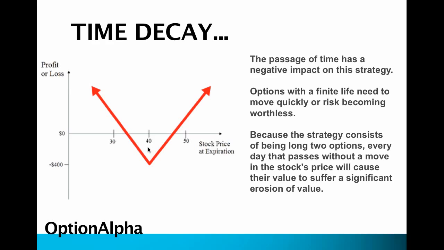It can't slowly and progressively move towards that area by expiration, or we're going to start to see the effects of time decay really eat away at our profit. Now, because this consists of being long two options, every day that passes without a move in the stock's price actually has double the impact of time decay.